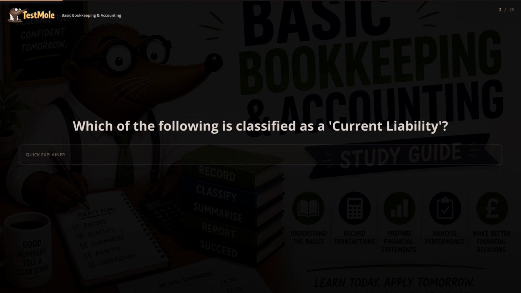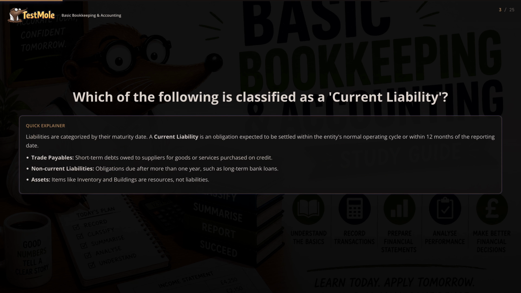Which of the following is classified as a current liability? Liabilities are categorized by their maturity date. A current liability is an obligation expected to be settled within the entity's normal operating cycle or within 12 months of the reporting date. Trade payables, short-term debts owed to suppliers for goods or services purchased on credit. Non-current liabilities, obligations due after more than 1 year, such as long-term bank loans. Assets, items like inventory and buildings are resources, not liabilities.